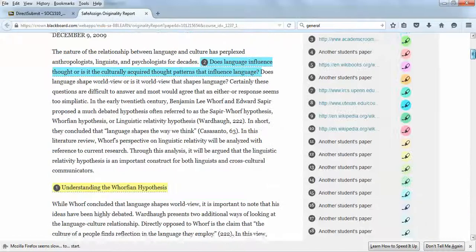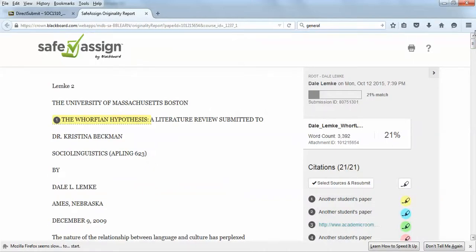Again, I hope this is helpful. You need to understand what these reports are doing and how to interpret them so that you understand where there are mistakes, where there are problems, and where there aren't, even though it's highlighted and it's indicating to your professor and to you that there's a point of concern here.